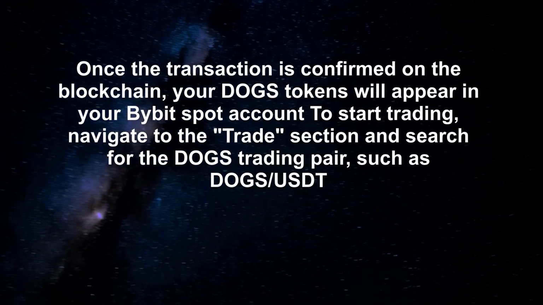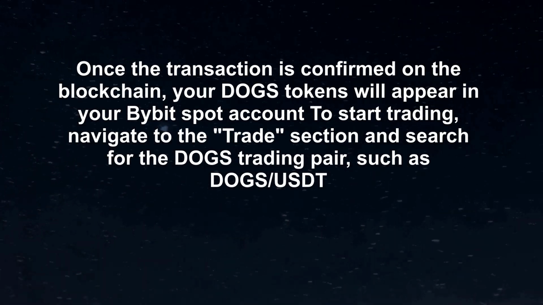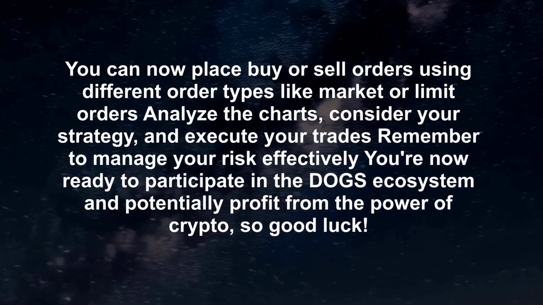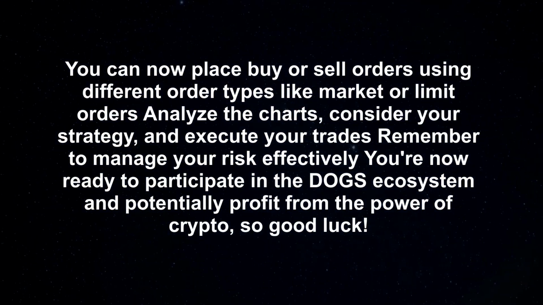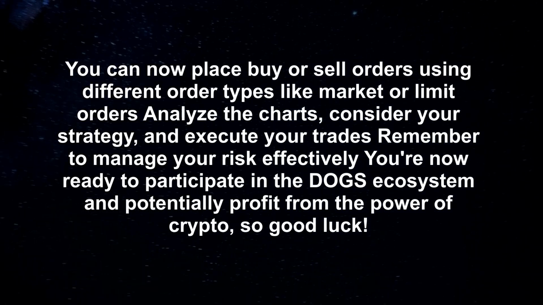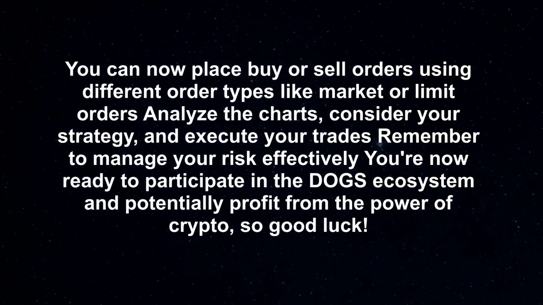To start trading, navigate to the Trade section and search for the DOGS trading pair, such as DOGS/USDT. You can now place buy or sell orders using different order types like market or limit orders. Analyze the charts, consider your strategy, and execute your trades. Remember to manage your risk effectively.